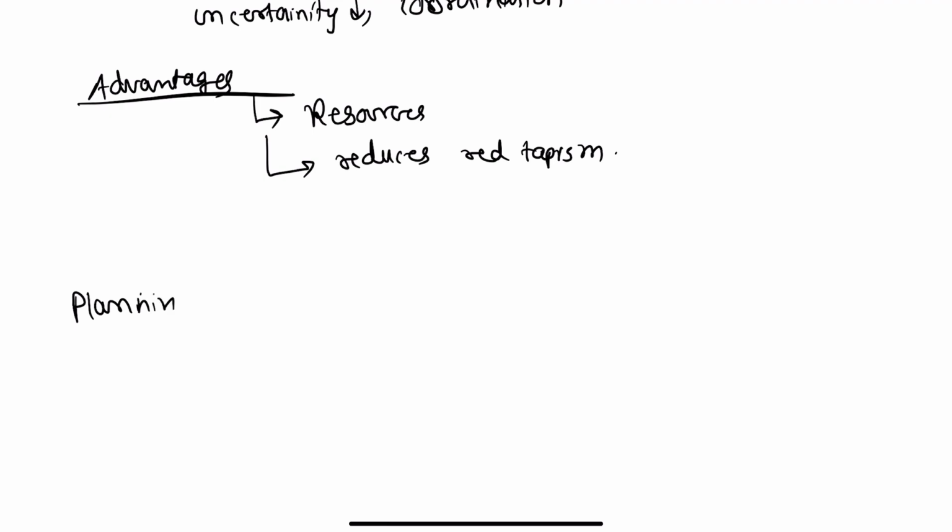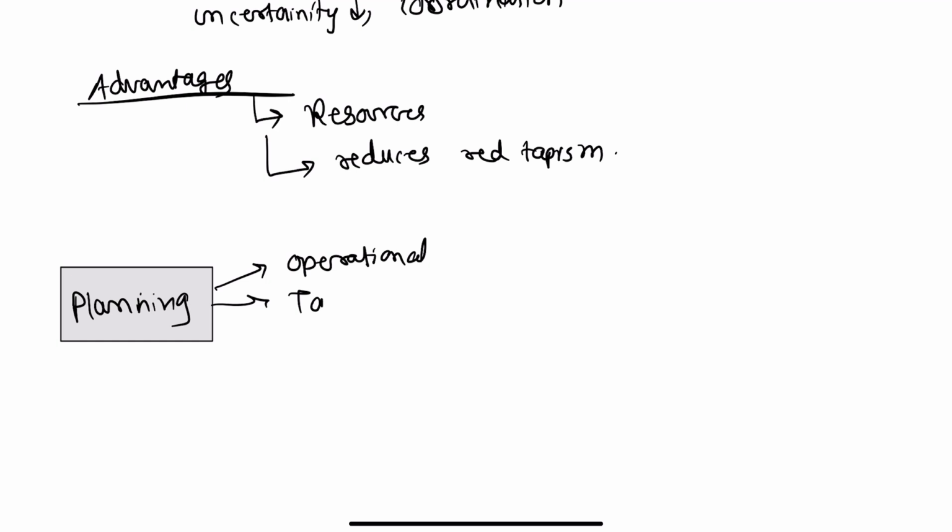Okay. Planning can be classified as operational, tactical, strategic, and contingency. Operational plan, it is one that a manager uses to accomplish his or her job responsibilities. Okay.